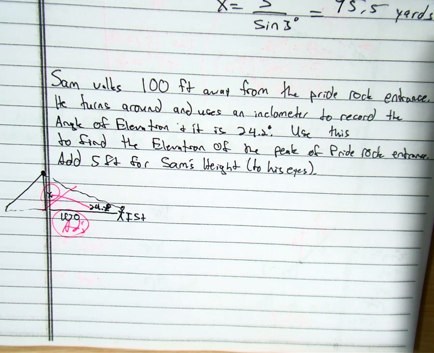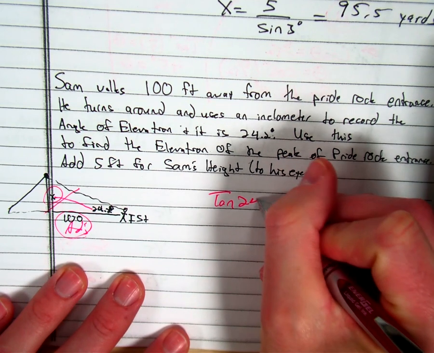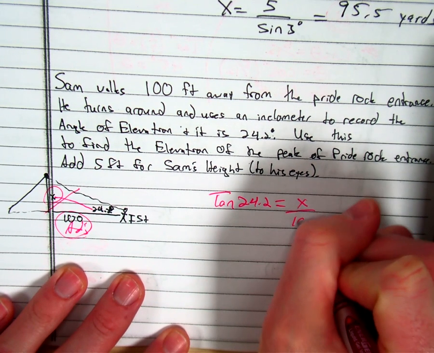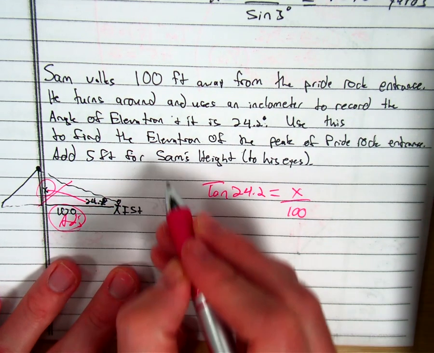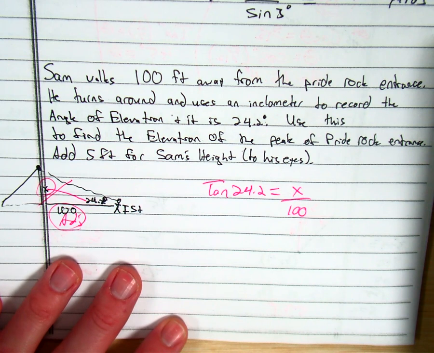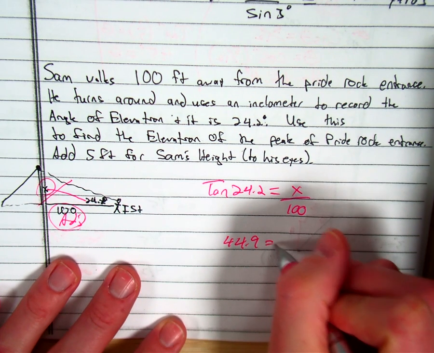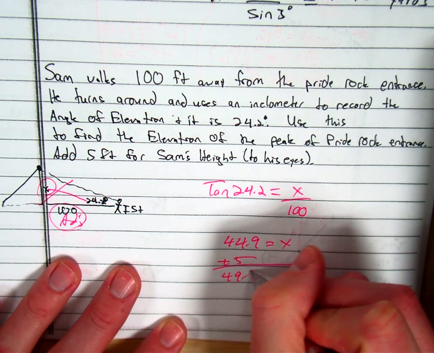Alright, let's see how we did. We're going to do tangent of 24.2 equals x over 100. I'm going to multiply 100 up to both sides. Okay, and that's going to be 44.9 feet. And we're going to add 5 more feet for 49.9.